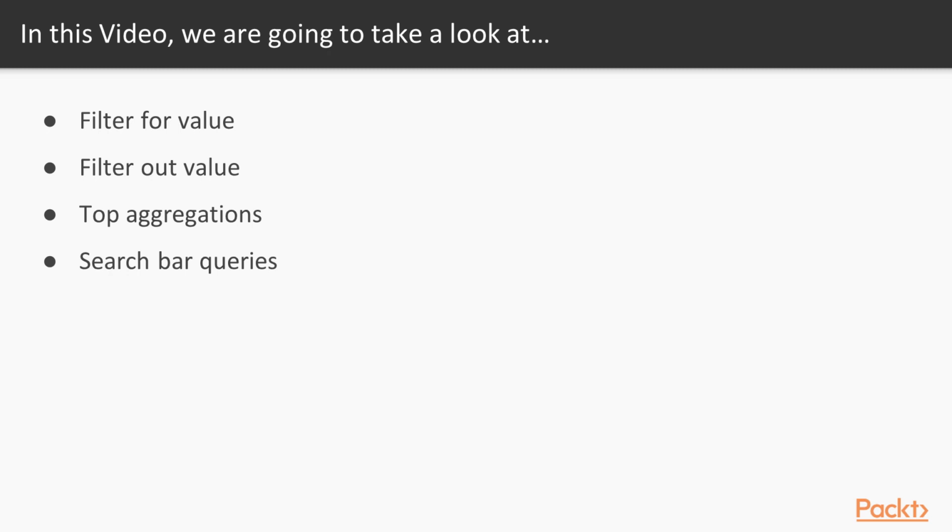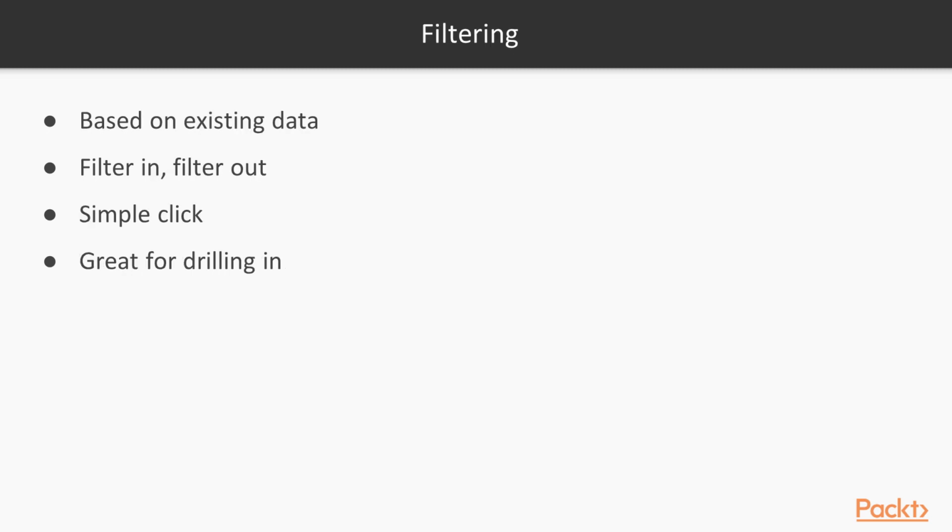for custom queries. So filtering is kind of the easiest way to dig into Kibana to find data that exists. It's based on data that's already there, so it's kind of show me more like this, or I don't want to see anything else like this. So you can filter in to find things that exist, or filter out to show everything else except for what you're looking at. And I'll show you how all that works in a second. It's really easy to use.